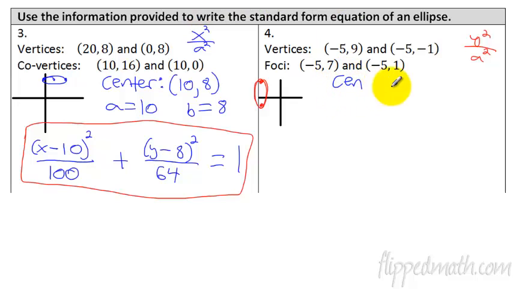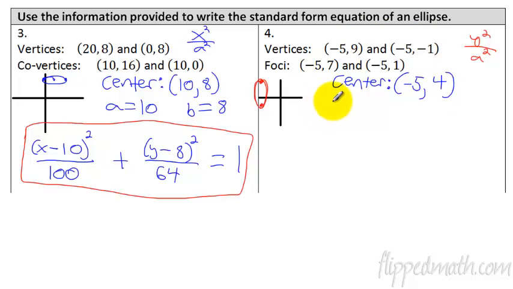Center. Where's that? The center point is right in the middle of these things. So -5, -5, that's obvious, the average of those. So the center is at (-5, ?). Then what's the midpoint of 9 and -1? Add them up. 9 plus -1 is 8. Divide that by 2, you get 4. So that's just finding the midpoint.